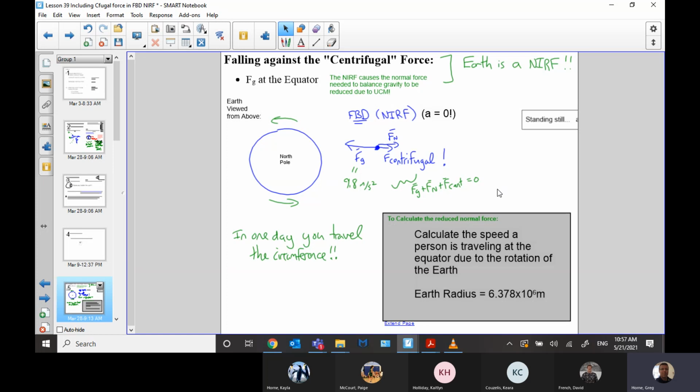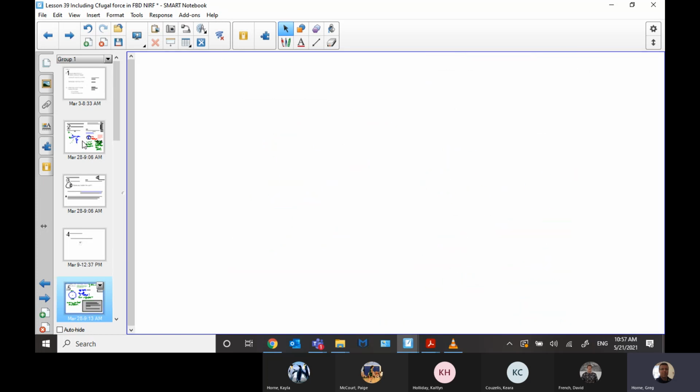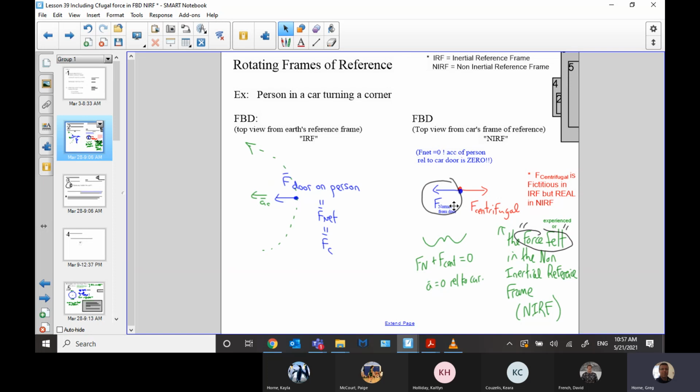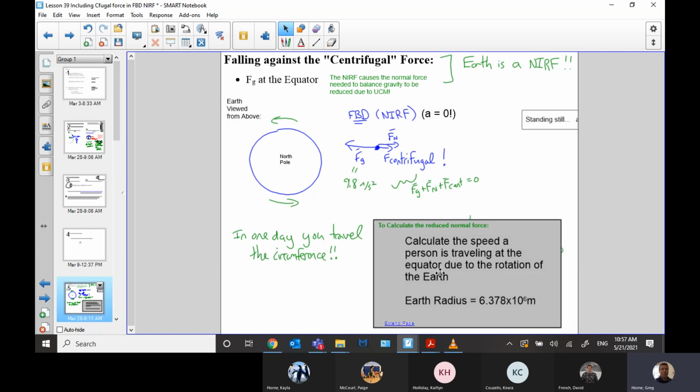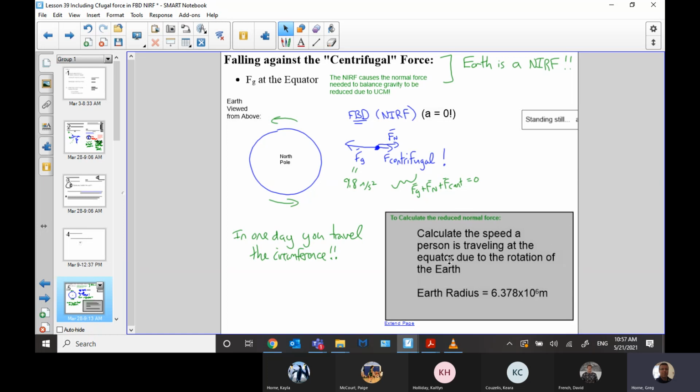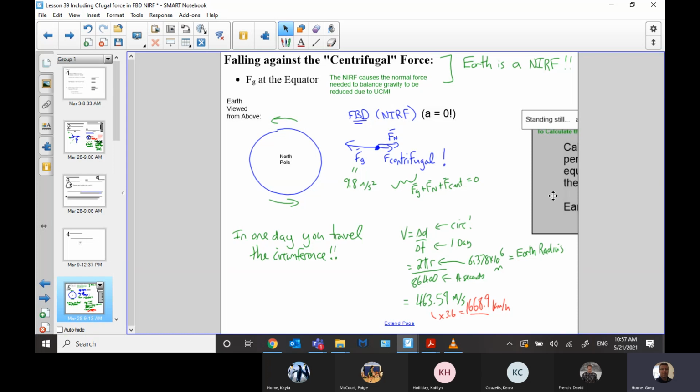Same as saying, what's your free body diagram relative to the car, right? So the car is accelerating, going through a corner. The surface of the Earth, with you on it, is accelerating, going around that corner. So in one day, of course, we travel the whole circumference, so we can calculate the speed, right? That's just speed equals distance over time, circumference over time. So that looks like this.